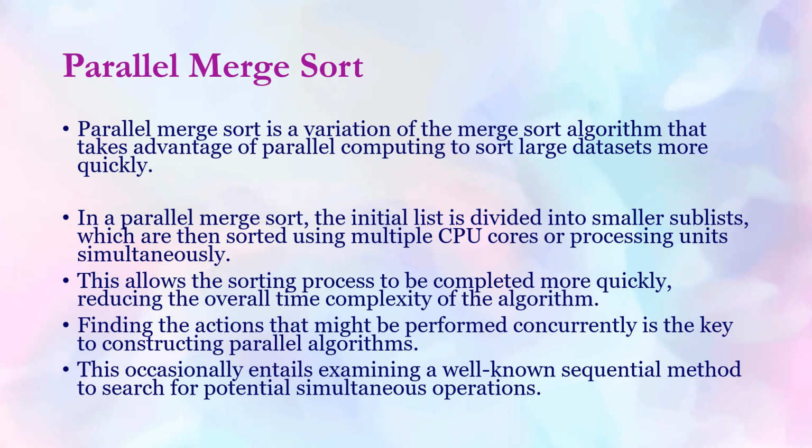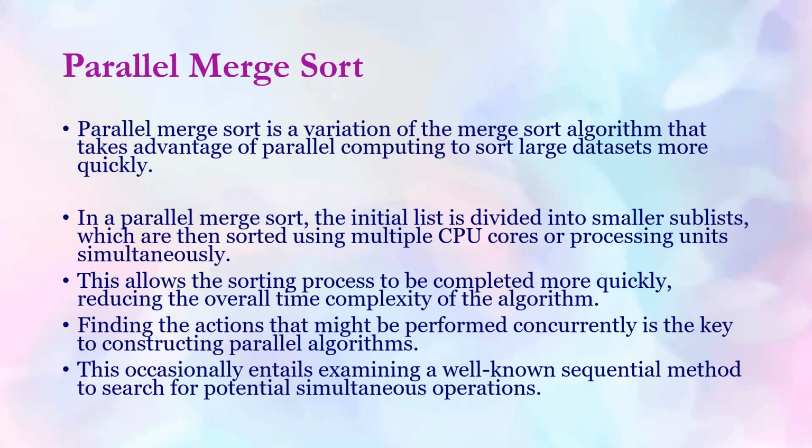So parallel merge sort is a variation of the merge sort algorithm that takes advantage of parallel computing to sort larger data sets more quickly and efficiently. Imagine I just have one processor which does the sorting, that itself yields me order of n log n. If I have n processors, definitely I'm going to have order of log n kind of time complexity.